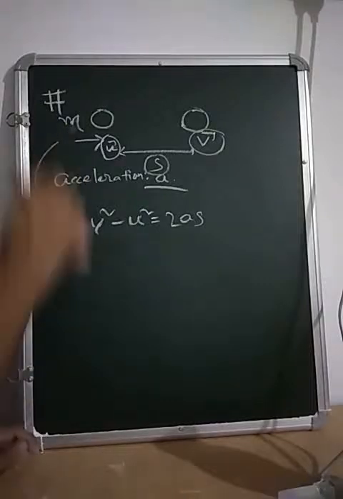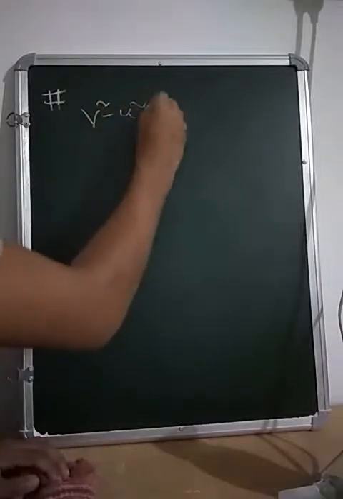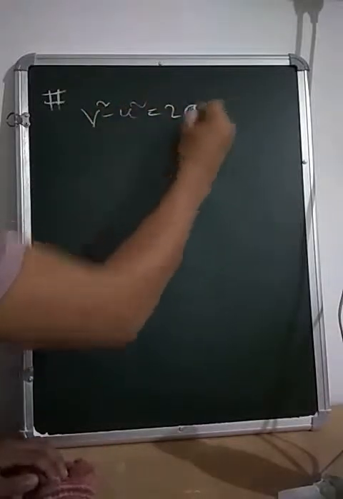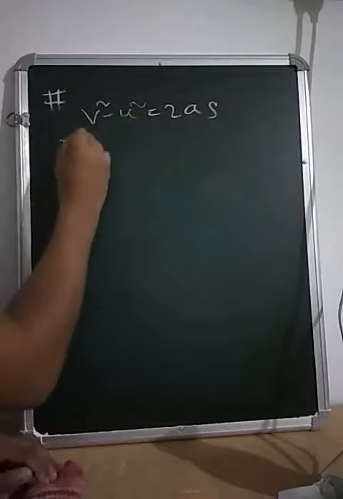Now see, v square minus u square equal to twice a s. Here a is the acceleration and s is the distance covered. v is the final velocity and u is the initial velocity of the object.